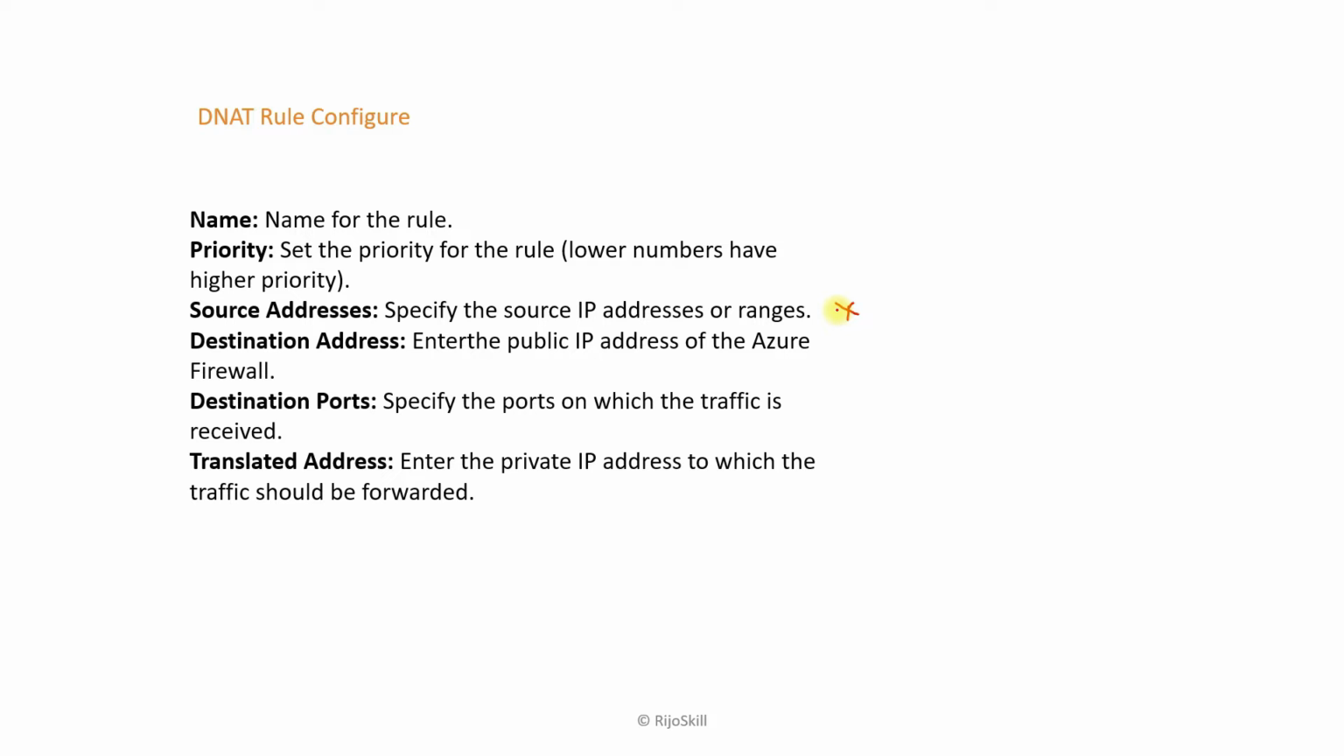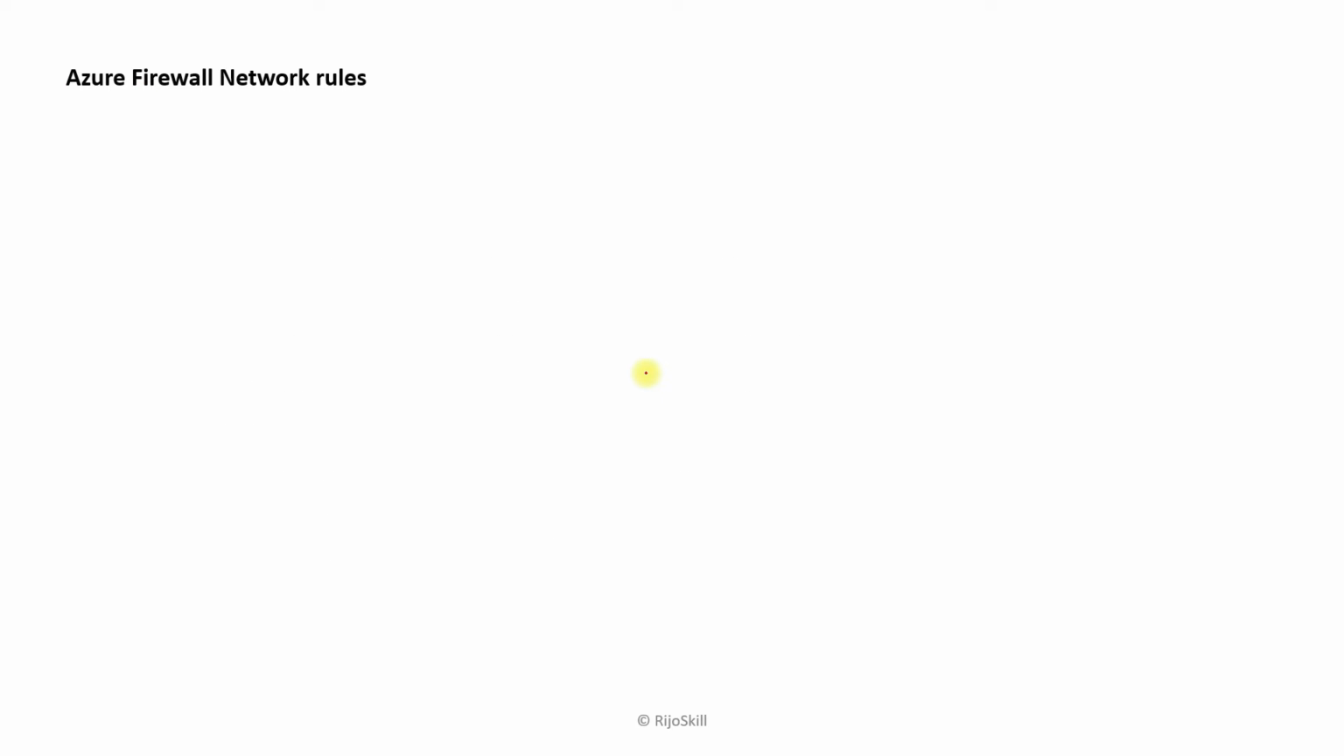So first we enter the public IP, where you want to translate, where you want to connect your source. Then enter the private address to which the traffic should be forwarded. In our previous example, the translated address means the private address of the virtual machine, so we enter that one. Then for the translated port, specify the port on the private IP to which the traffic should be redirected.